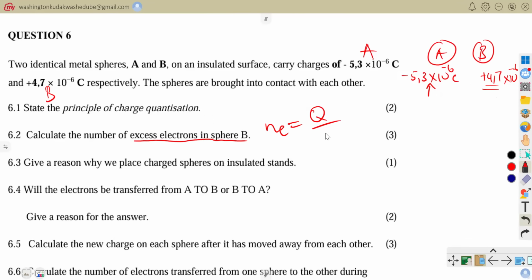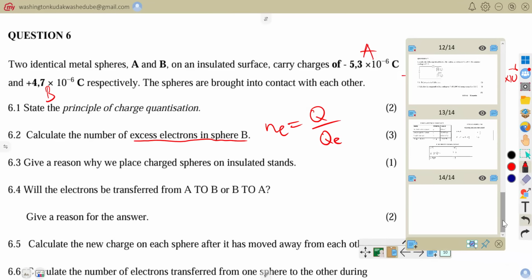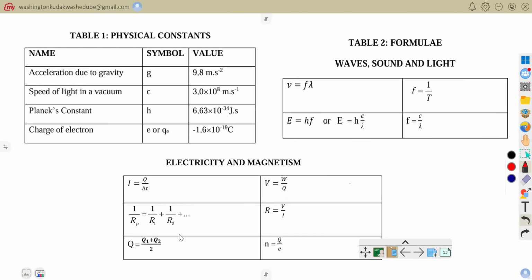By the charge divided by the what? By the charge of each electron. So let me bring you the formula sheet so that at least you get to see where I'm taking these formulations. Here we are. The number of electrons is given by that formula, where N is the number of electrons and the charge that you are given, all over the electron charge.